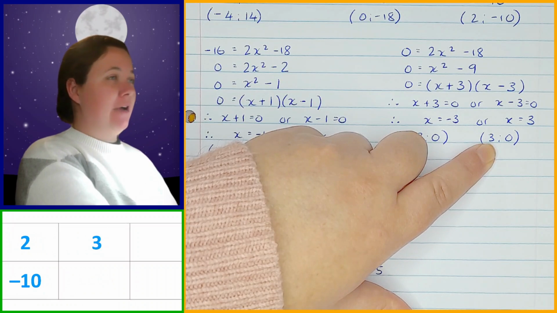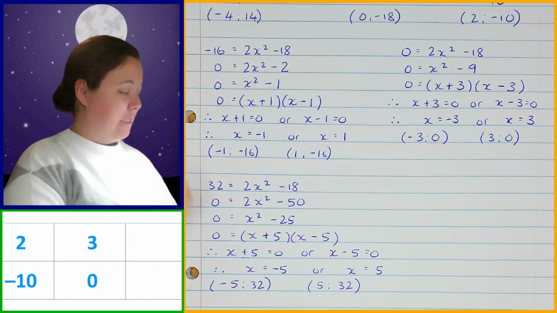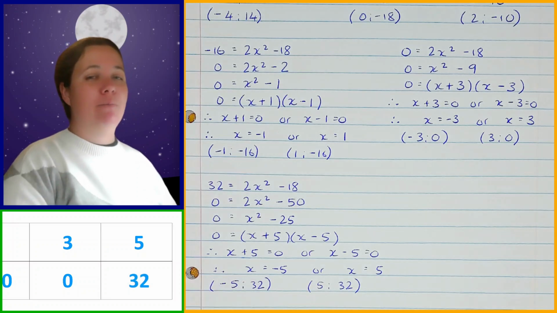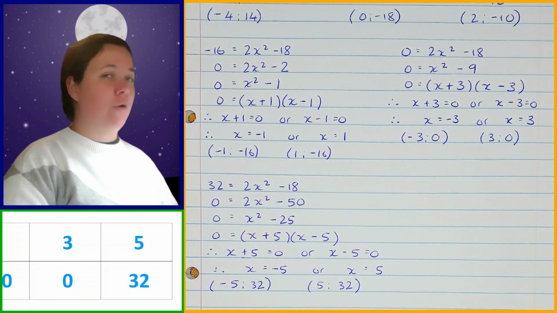and the corresponding y value is 0. And then I have an x value of 5 with a corresponding y value of 32. Okay, so that's what our table should look like for that example.